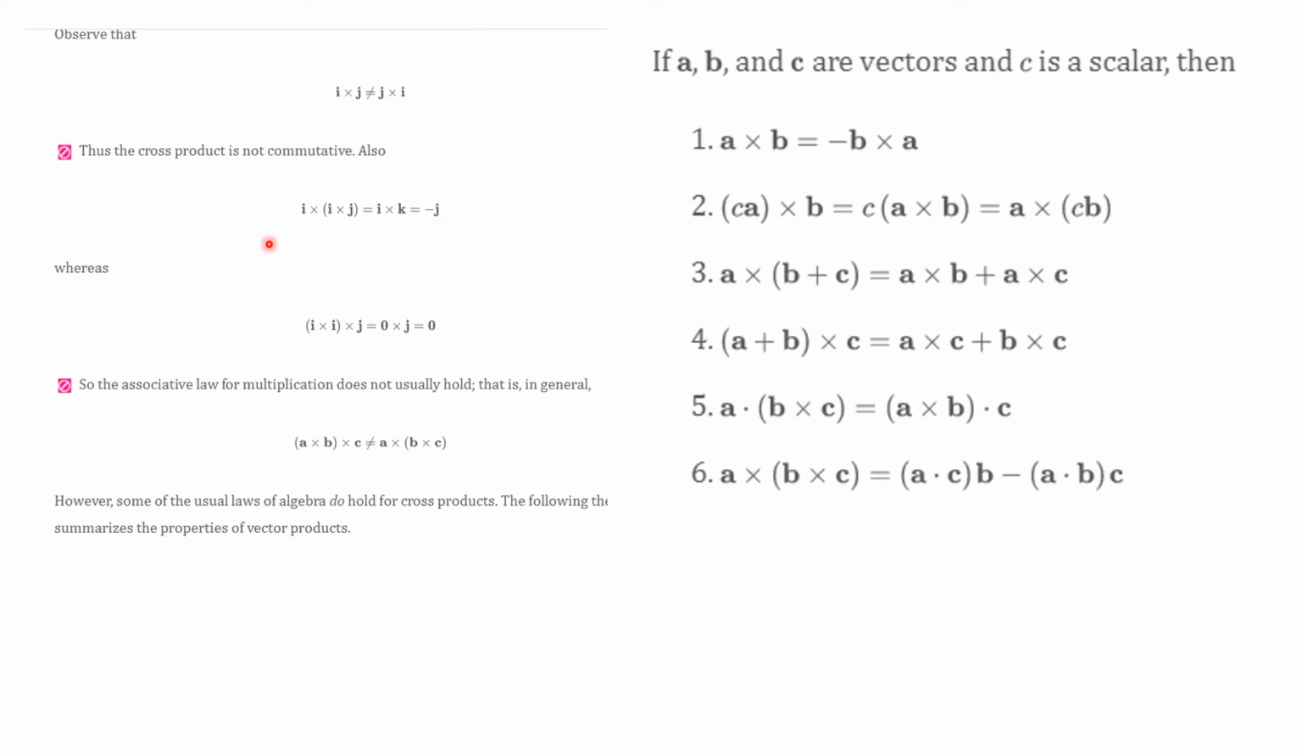You can also look at this thing, and you'll get minus j, but if you regroup it in the same order, you will get this. And so what happens is the associative law does not apply either. So some things work the same way as they did in other math, and some things don't. Here's a list of formulas that are important for you to probably be able to deal with. And so we have properties dealing with distributive properties.